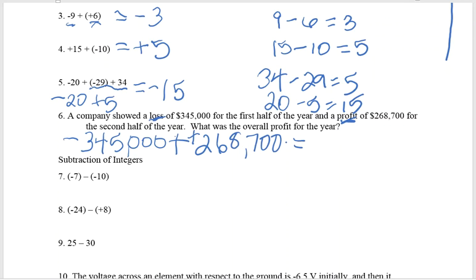Now as we look at these numbers, we can see that the negative amount is more than the positive amount. So unfortunately this company had a negative profit for the year. They actually ended up in the hole. So I know my answer is negative. Now I don't worry about the negative anymore. I've got that taken care of. So now I'm just going to find the difference between those 2 numbers.